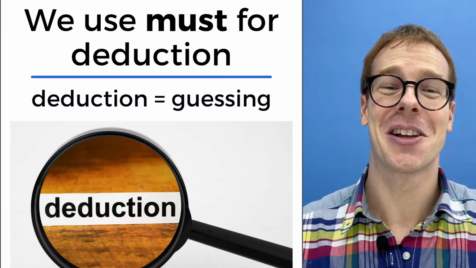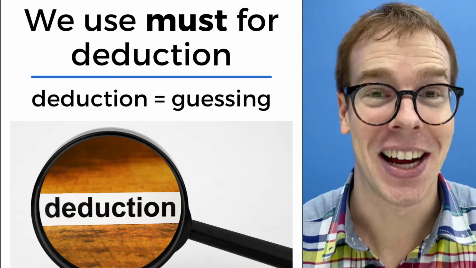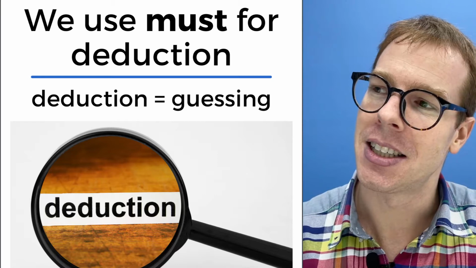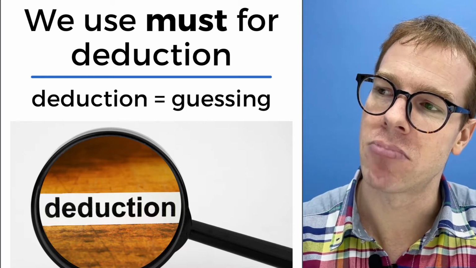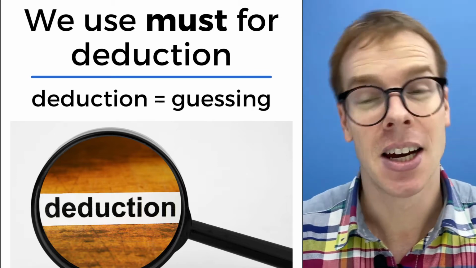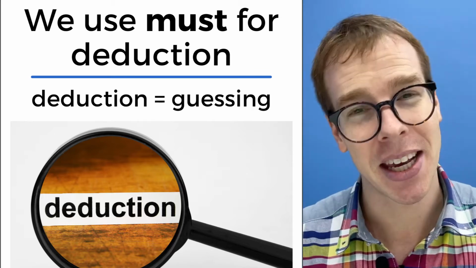So what's a deduction? A deduction in English is a guess, right? If I say, where is my friend? He might be taking a taxi, he might be on the train, he might be busy. What's he doing right now? I don't know, I'm making a guess.